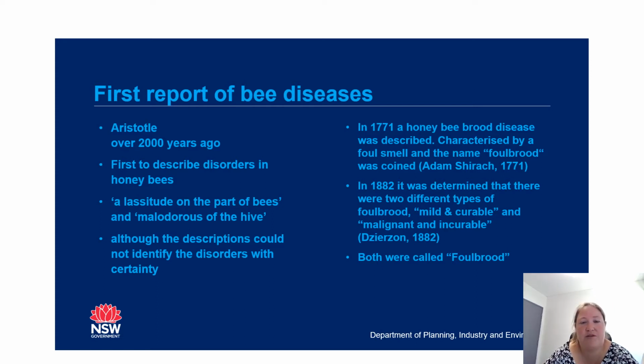And although the descriptions could not identify the disorders with any great certainty, it was the first time that disease was described in honeybees. If we jump forward again to 1771, honeybee brood disease was described by Adam Chirac, and he characterised it by a foul smell, and he was the man who coined the term foulbrood. Another 100 years later, and it was finally determined that there were 2 different types of foulbrood. One was mild and curable, and one was malignant and incurable, and both were called foulbrood.